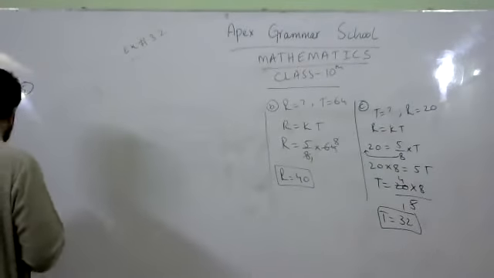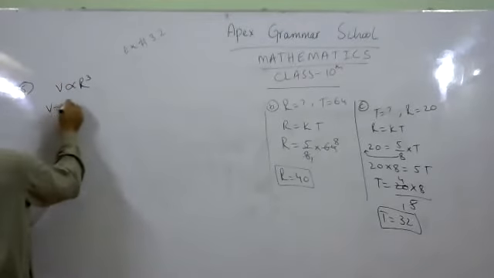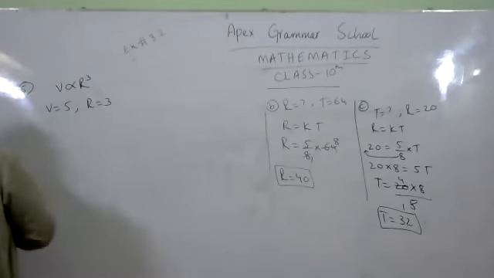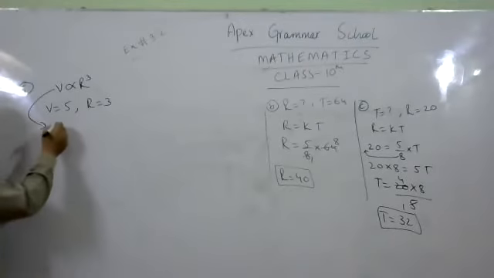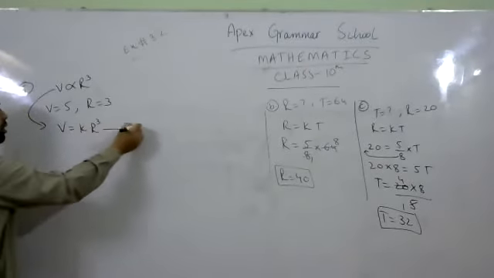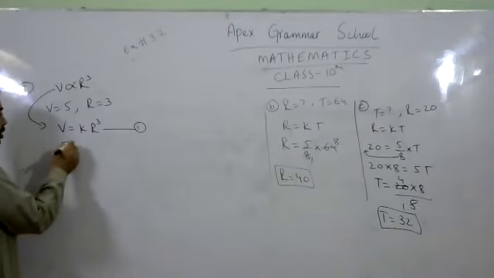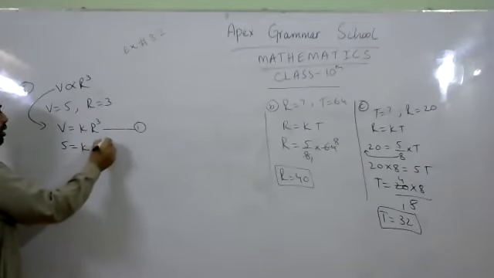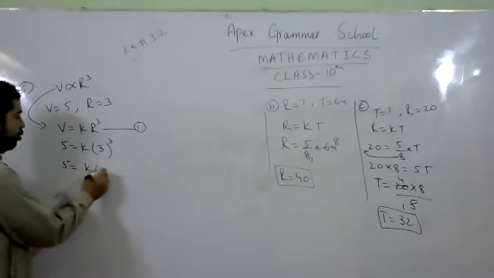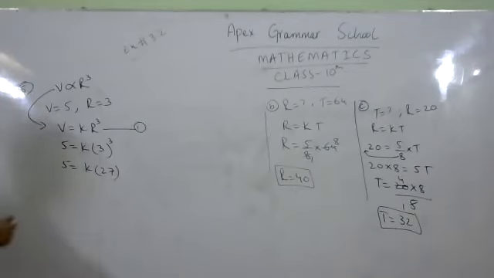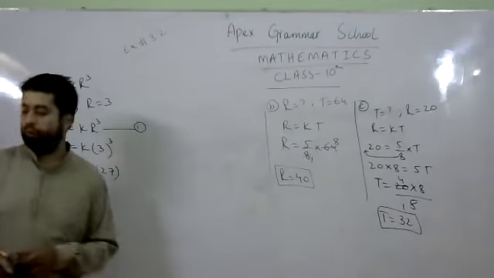The relation here is: if v is directly proportional to r cube, and v is equal to 5 and r is equal to 3, now you need to find the value of k. You can write this as v is equal to k r cube. This is equation number 1. You can easily find the value of k from here. v is equal to 5 and r is equal to 3. 3 cube means 27. So 5 is equal to k into 27. 27 we are going to divide here. So 5 divided by 27 is equal to k. And that is only the value of k.